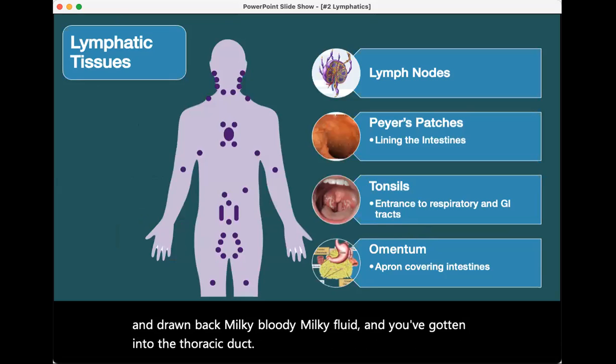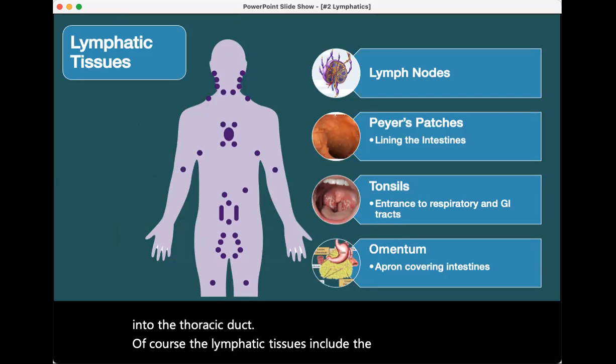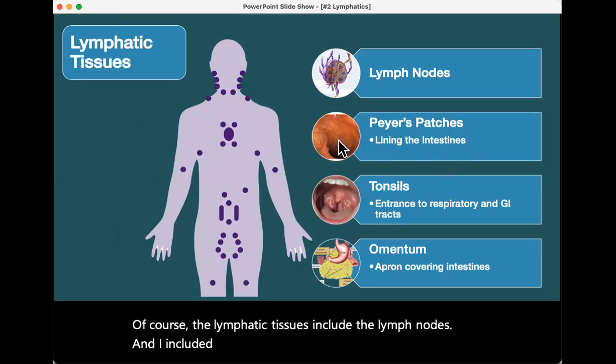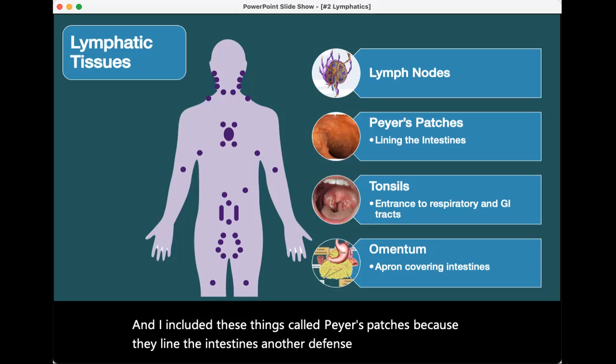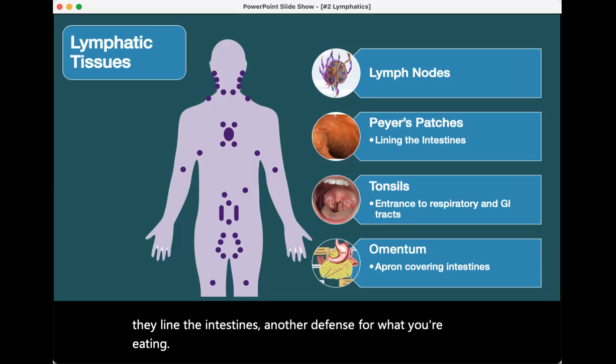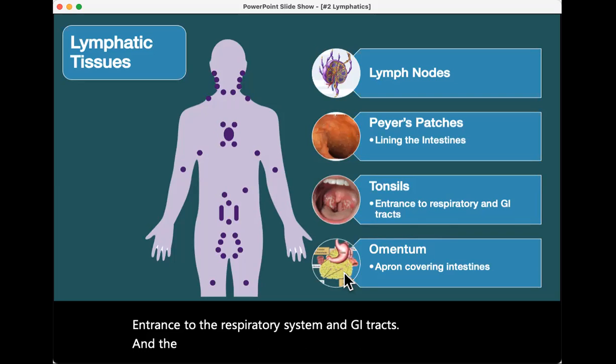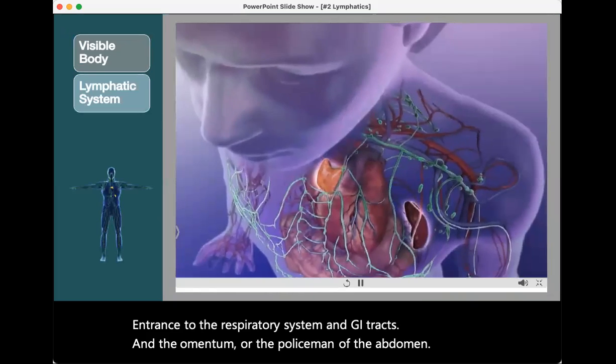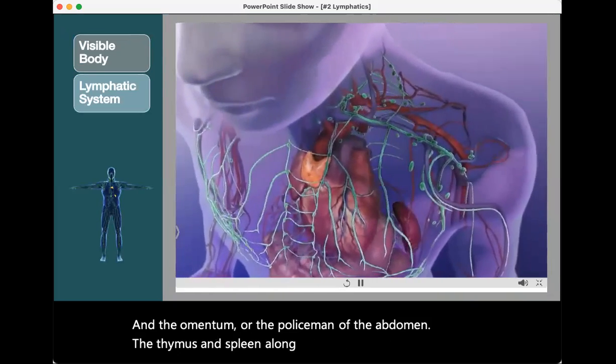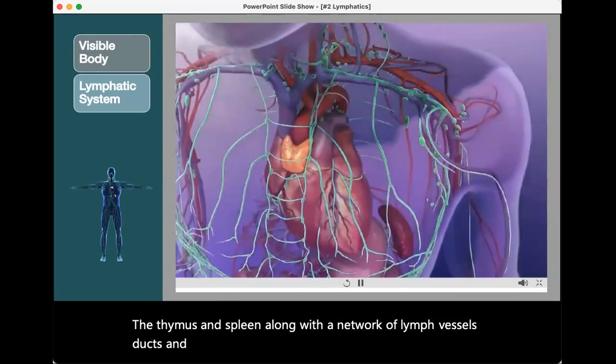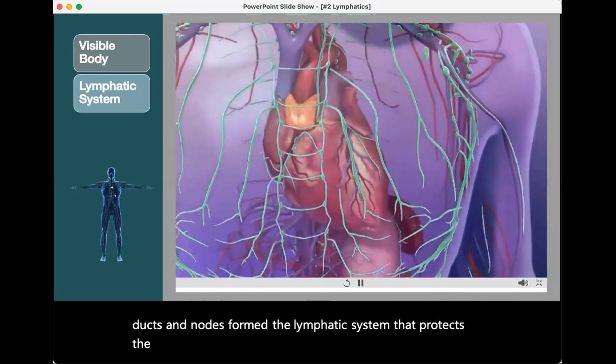Of course, the lymphatic tissues include the lymph nodes, and I included these things called Peyer's patches because they line the intestines, another defense for what you're eating. Tonsils, entrance to the respiratory system and GI tracts, and the omentum or the policeman of the abdomen. The thymus and spleen, along with a network of lymph vessels, ducts, and nodes, form the lymphatic system that protects the body by removing pathogens.